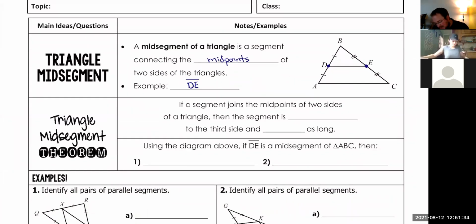Now, the midsegment has some rules about it, some things that are true. It's all about rules in geometry. So if a segment joins the midpoints of two sides, aka if it's a midsegment, then the segment is parallel to the third side and half as long.